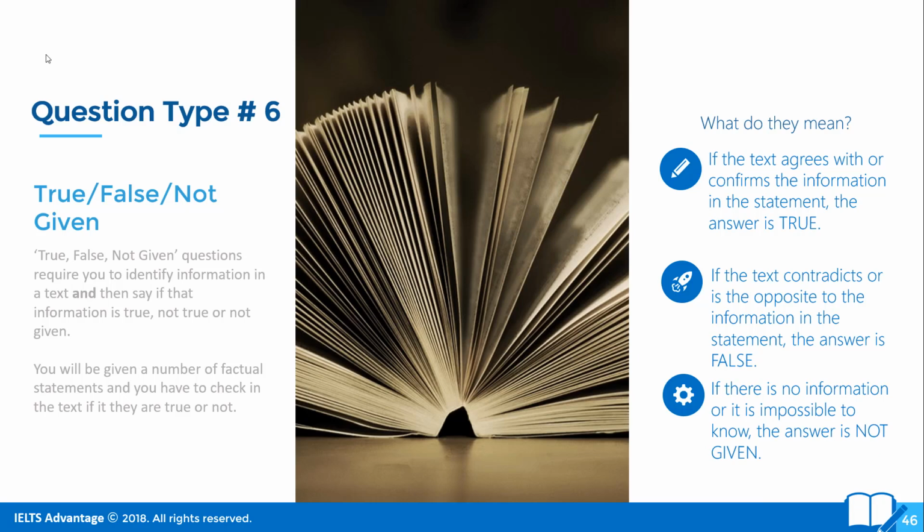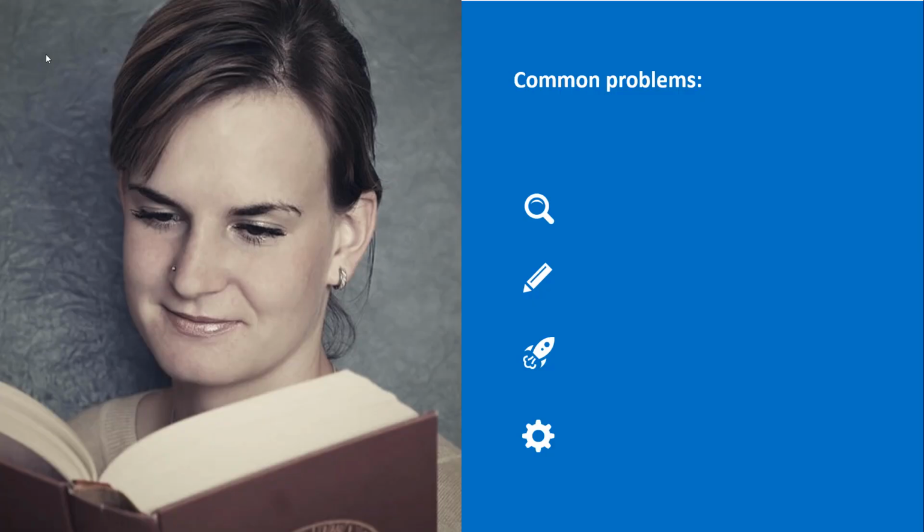If there is no information or it is impossible to know, the answer is not given. Again, you'll see in some books and you'll see in some videos about this that they say that there's no information on it and that means not given. There could be information on it, but it might just be impossible for you to tell. And we'll look at some real examples of this, and we're really going to look at the difference between these 3. There's a whole slide on that coming up. So that's just a real introduction to what these 3 mean.